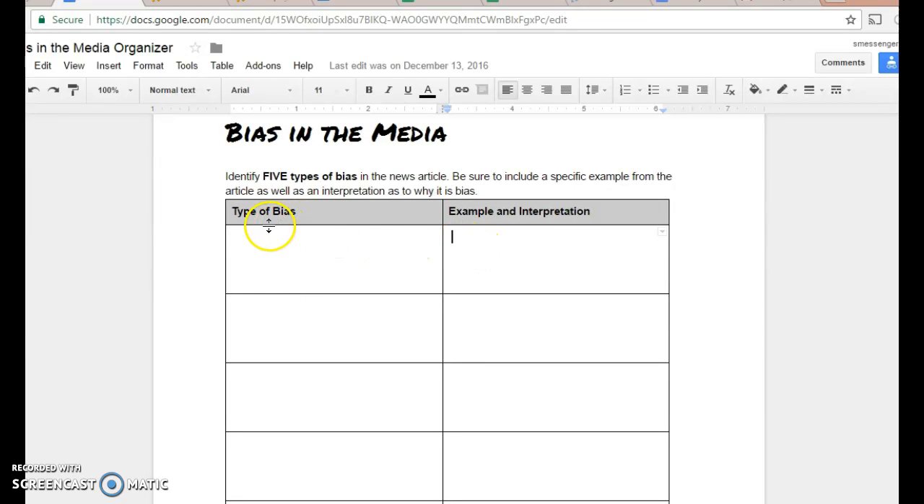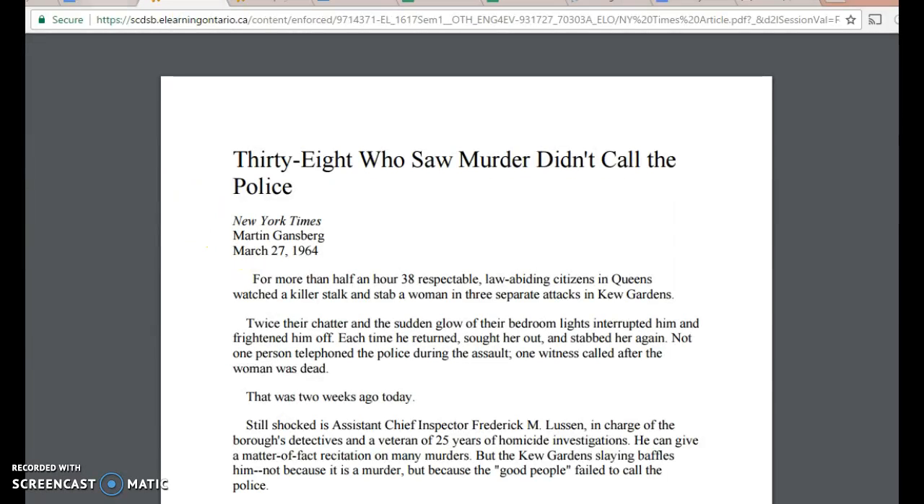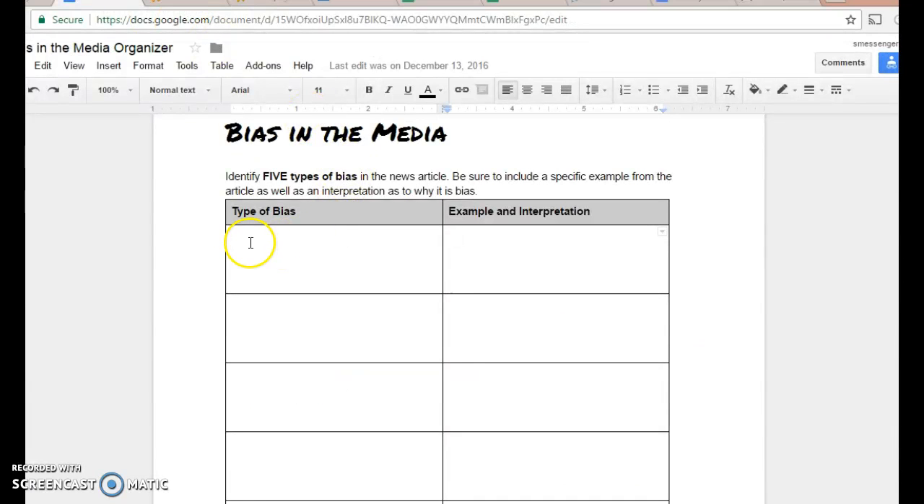On this side, you provide me with an example from the news article right here that shows that type of bias. And then you need to interpret it, which is explain why it is a good example of that type of bias. You need to have both sides filled out. It's not enough just to provide me with the type of bias and an example. You need to tell me why that example is a good example of a type of bias.